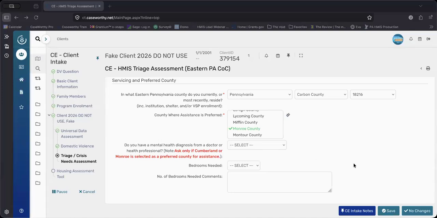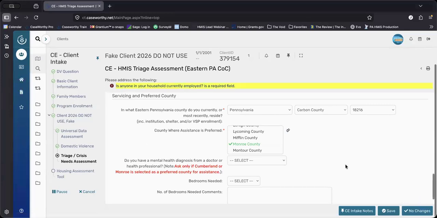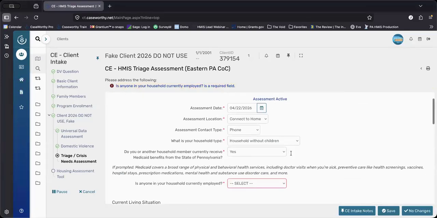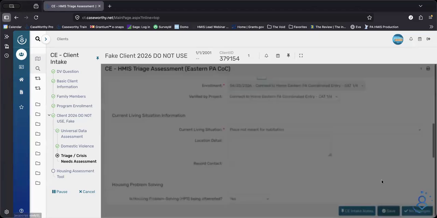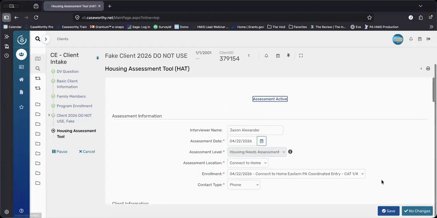When you've completed that workflow, that is the triage assessment. Of course, I skipped a question. Okay. And completing the triage assessment will take you then to the housing assessment tool.